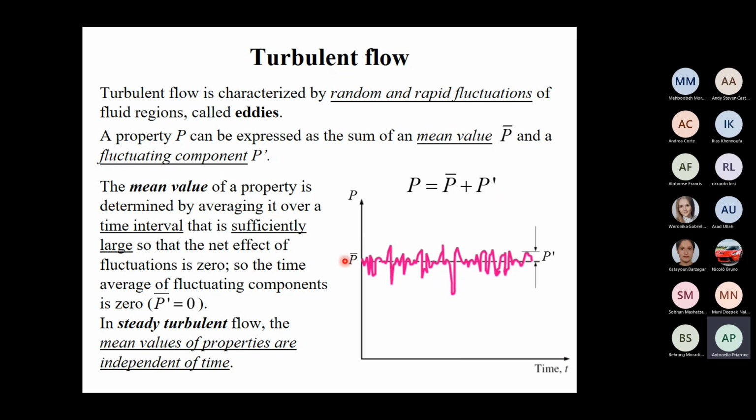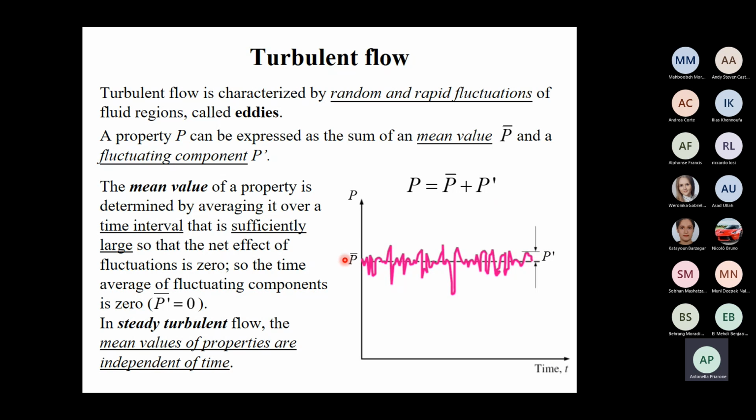P-bar represents the average mean value of this component, but this property fluctuates because I'm in a turbulent flow. So I have a random fluctuation of a property, and I have to add to the mean value P-bar a fluctuating component that changes continuously. The mean value must be calculated over a time interval that is large enough to neglect the fluctuation component.